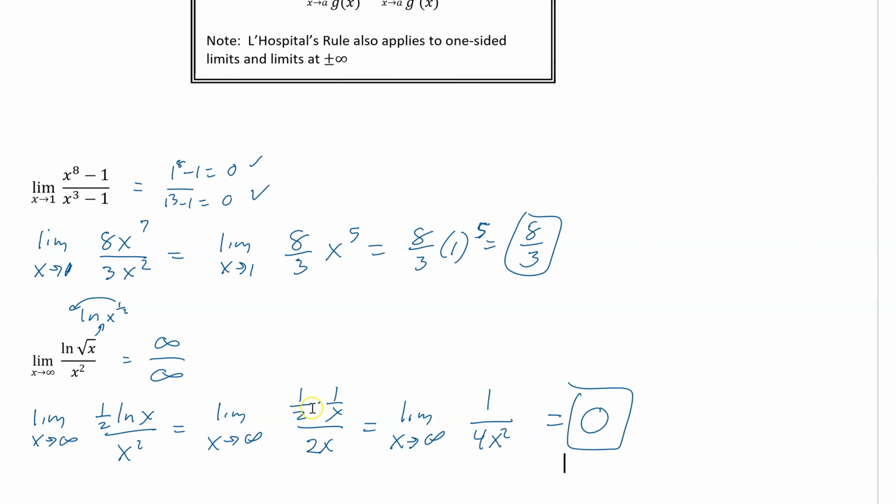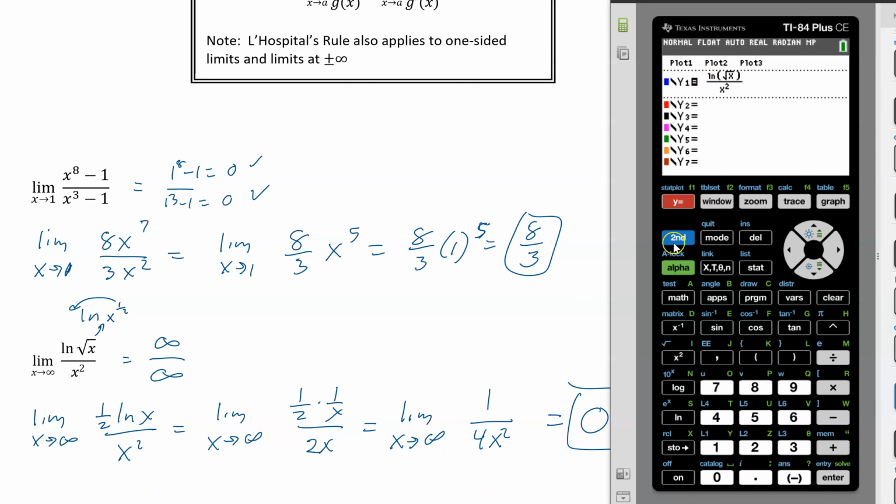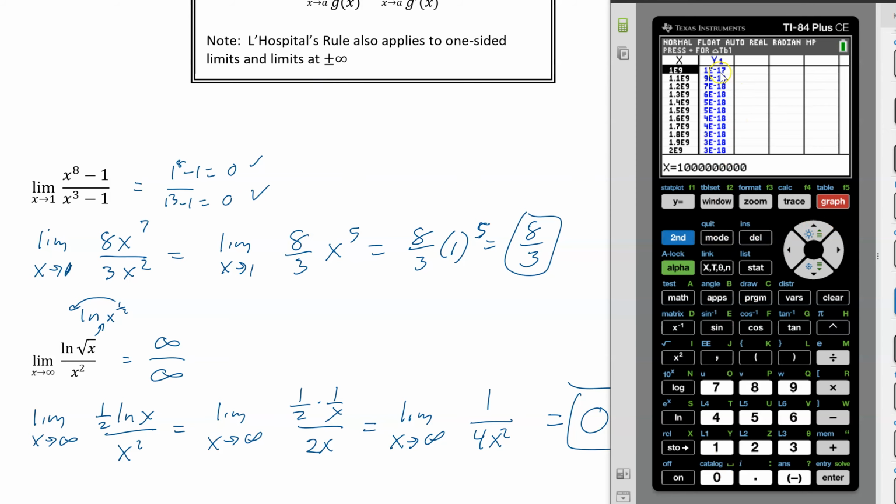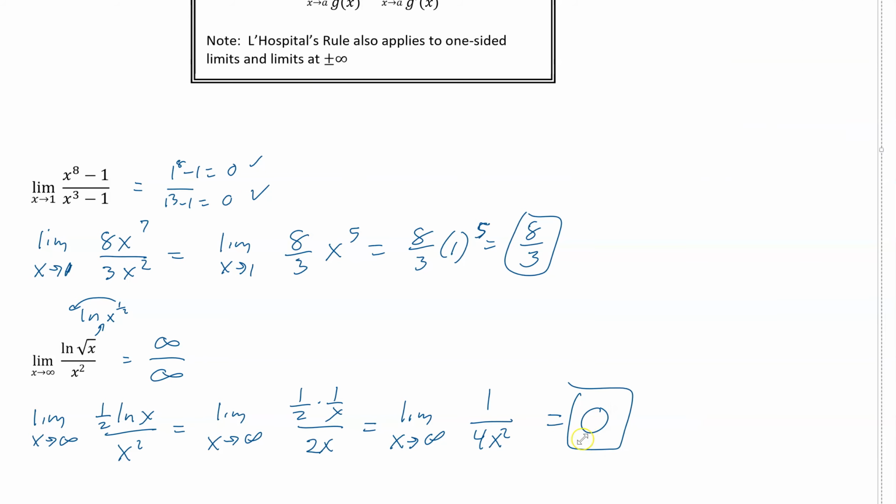So we took the derivative of the top, derivative of the bottom. You have to do both, simplify, and then check it. And then now we'll plug it in the calculator. We look at our window, and we're supposed to be getting 0. So I'm going to put in a big number down here for my change so that I'm approaching infinity. And you can see it's getting smaller and smaller. So it's approaching 0. So that checks.